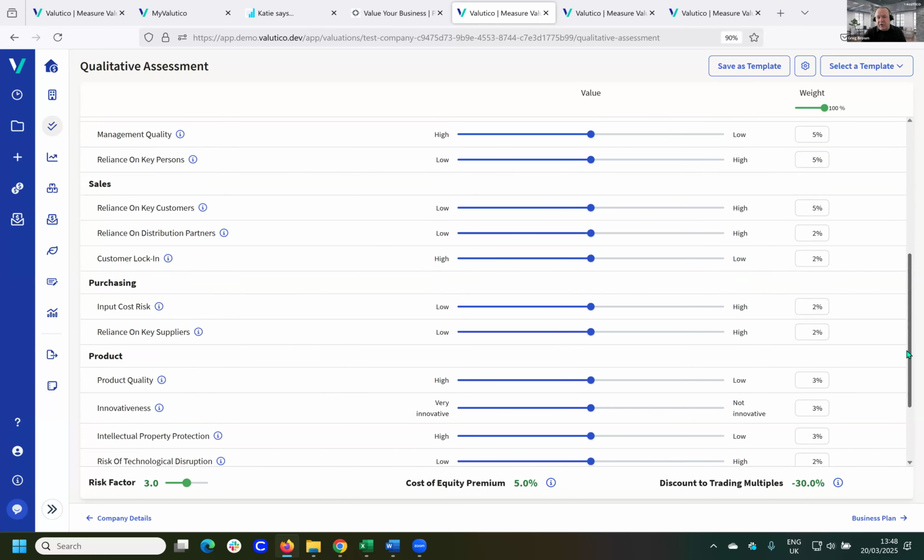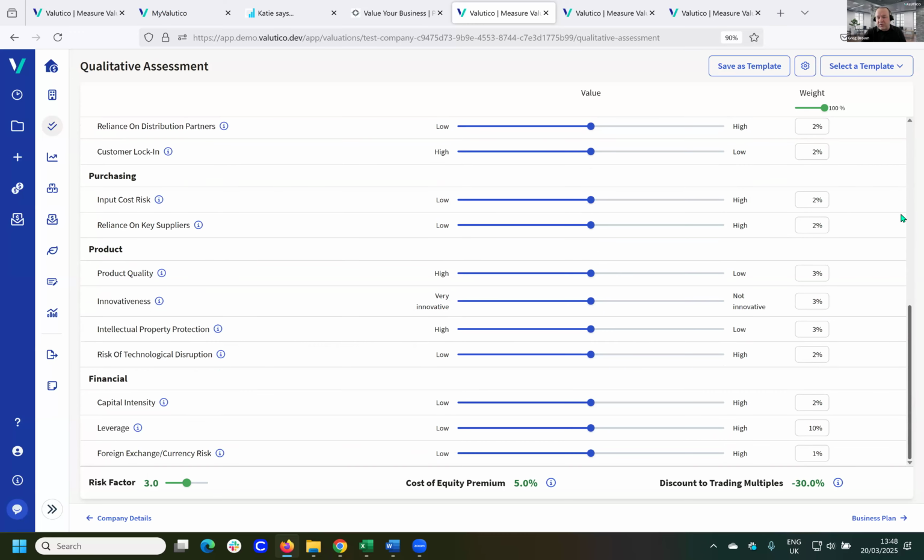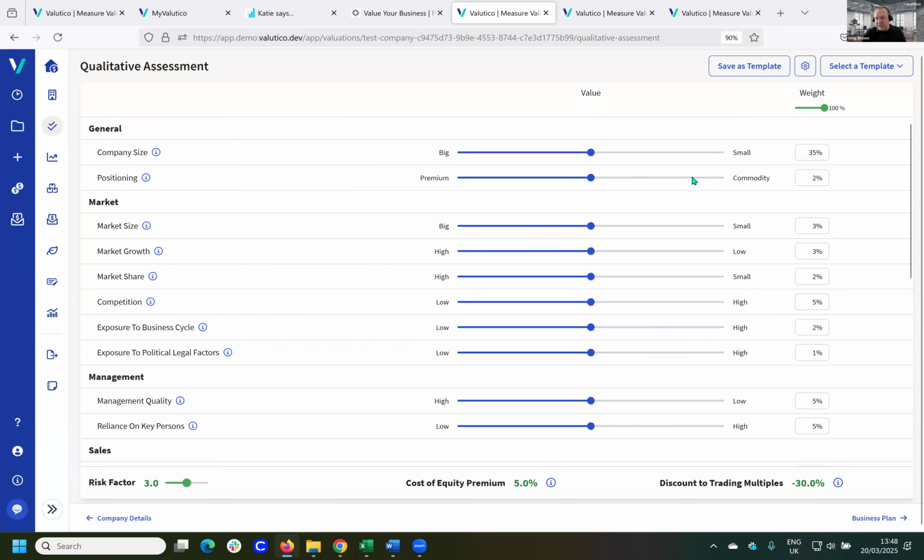You can do this with a business owner. It's a good engagement exercise. You can also do this independently yourself. Small is your classic SME, of course. Big would be your larger company and so forth. By the way, you can fine tune this, and you can select your own category titles as well.